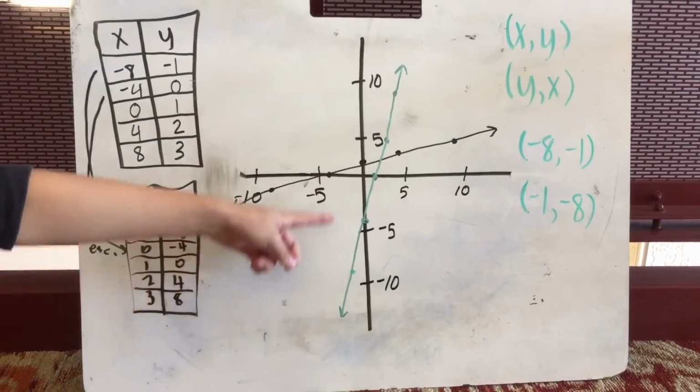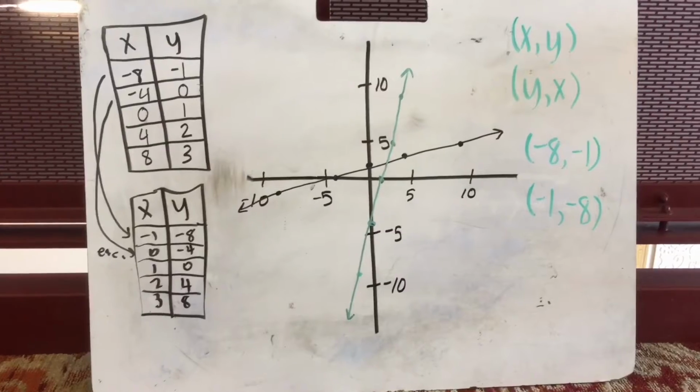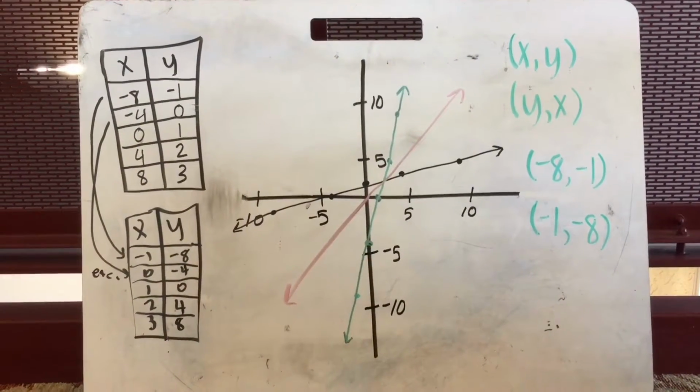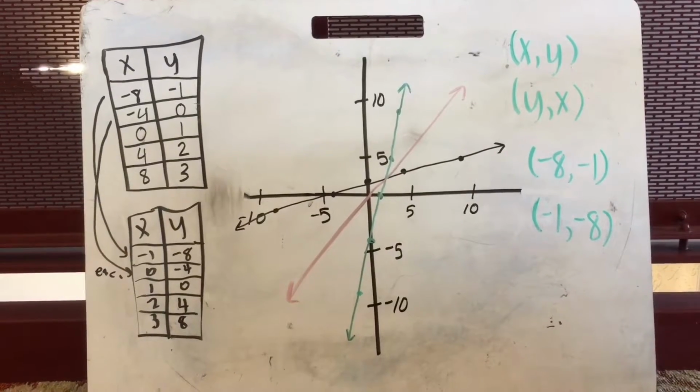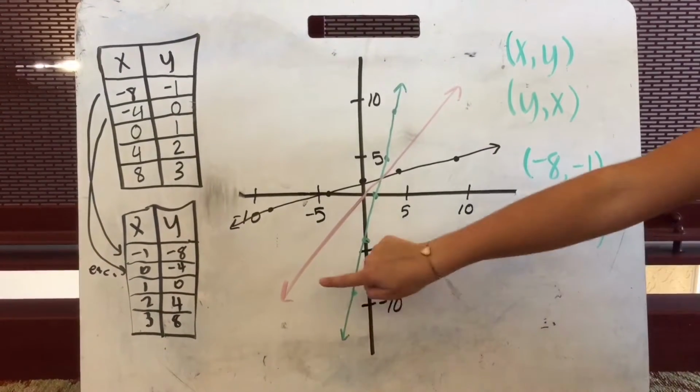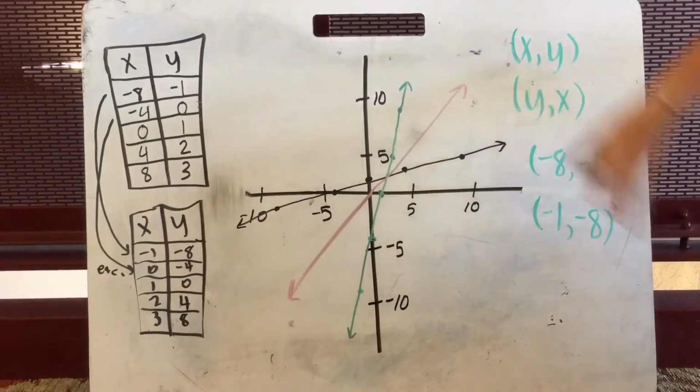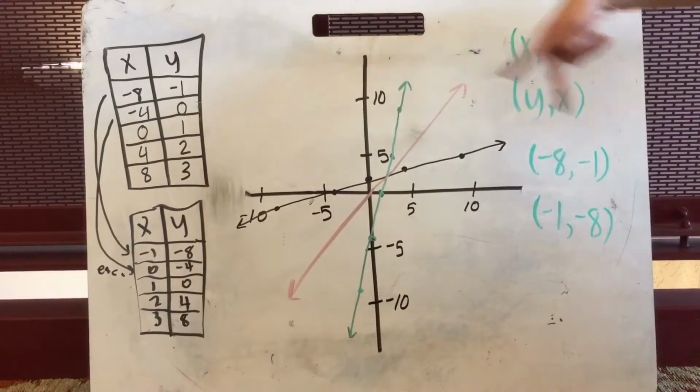Here you will see the green line, which is the inverse of the black line. The graph of an inverse is always a reflection over the line y equals x, the red line. The original points reflect over the y equals x line to create the inverse line.